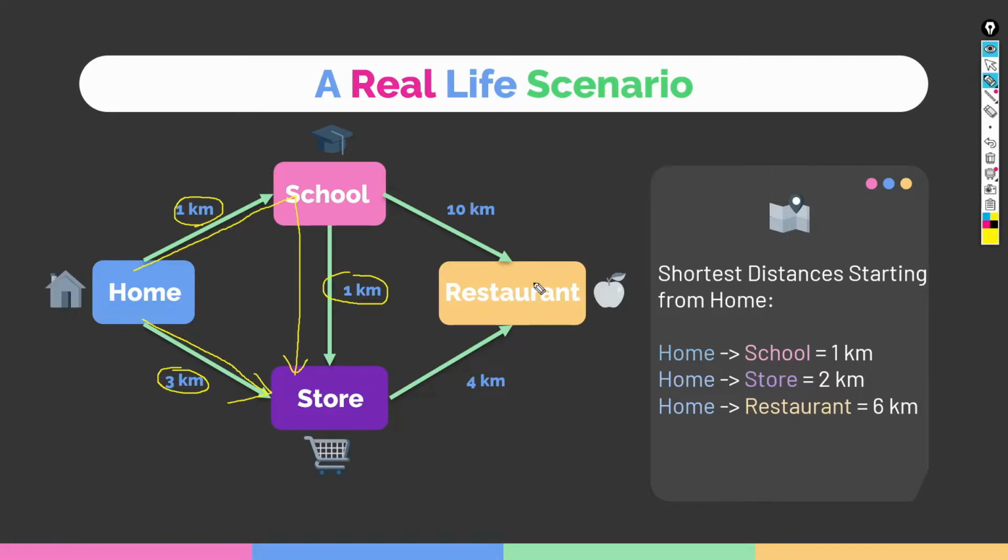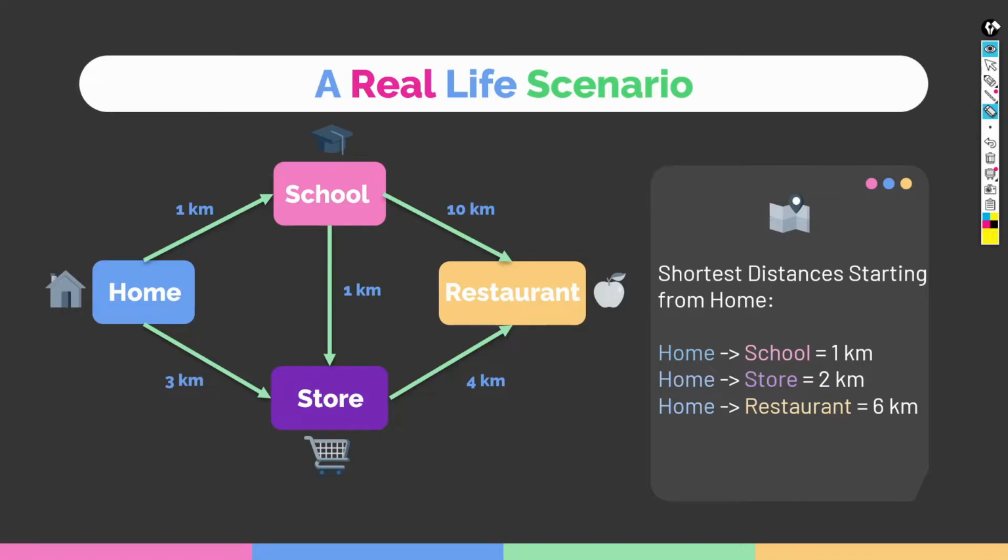Again, we can go to restaurant by going from home to school to restaurant, but it will require 11 kilometers. However, if we go from home, school, store, and then restaurant, then we can see it will only take 6 kilometers, which is the shortest distance. So there are many ways this Dijkstra algorithm can be used. Mostly it's used in GPS and networking places.